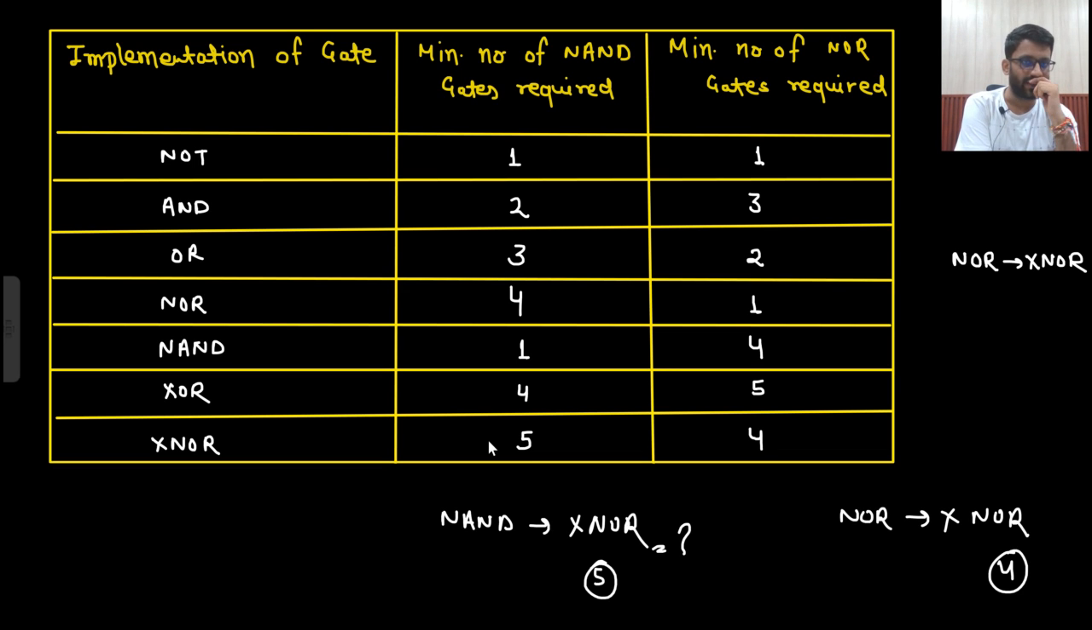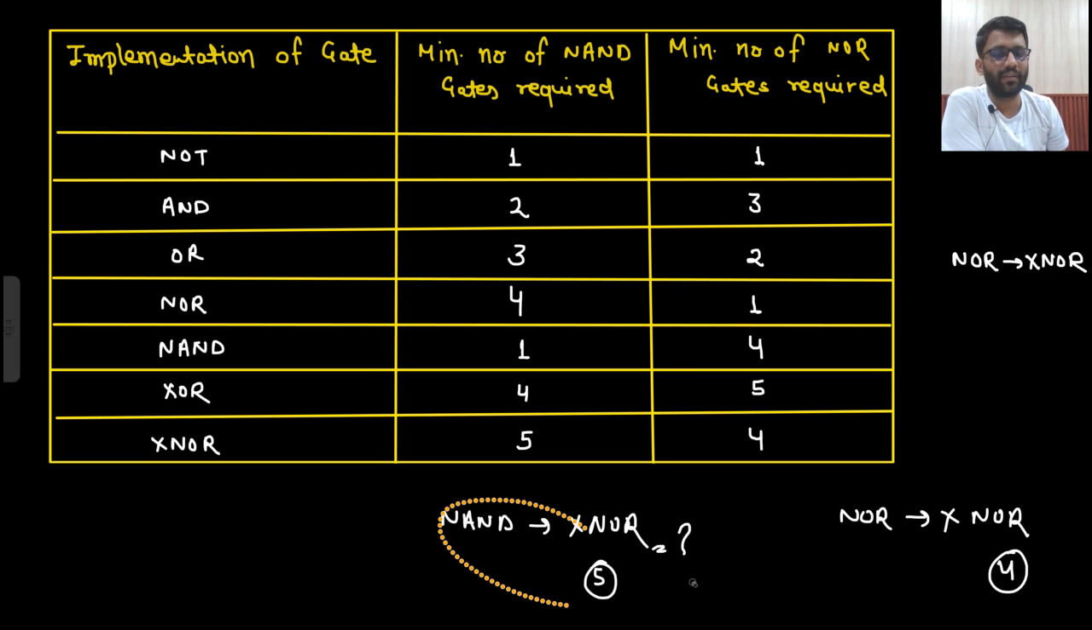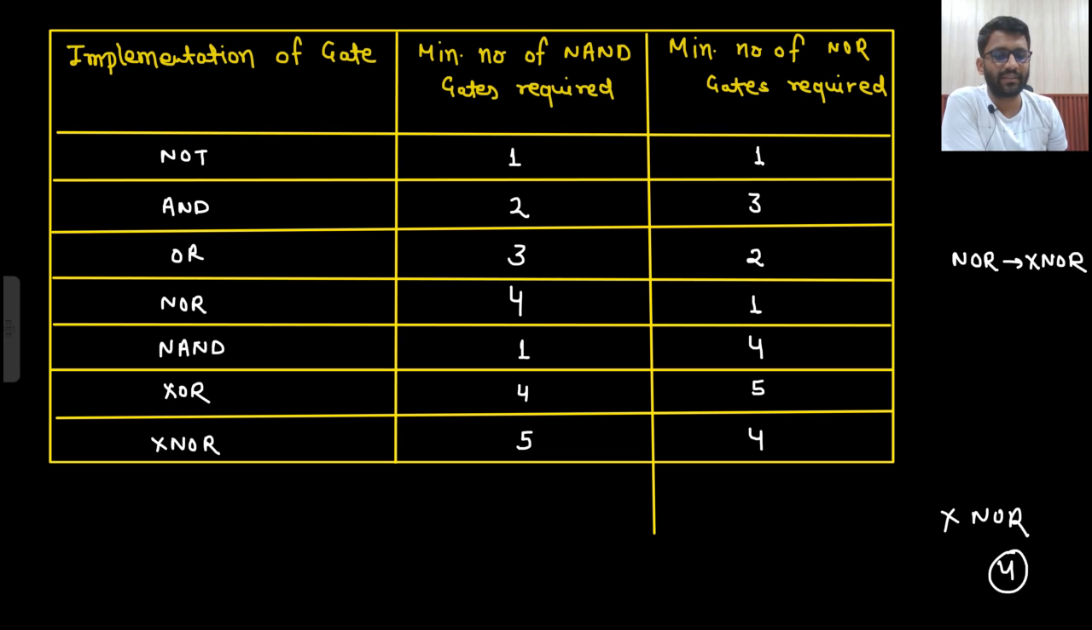Opposite are there, no? Opposite are there. So from NOR to XNOR you will remember. This will require 4. So that will require 5. From NOR to XNOR it requires 4. So from NOR to XOR it will require 5. And from NAND to XOR it will require 4. Opposite are there. 4, 5 are opposite. So this is the table which you need to remember. Well and good. So in that manner, this part is completed.